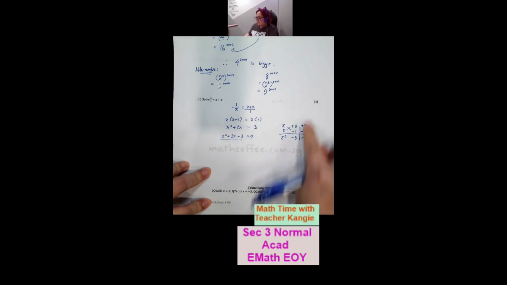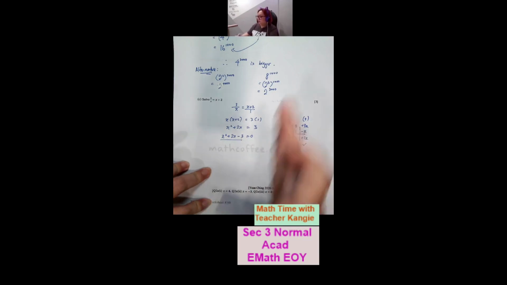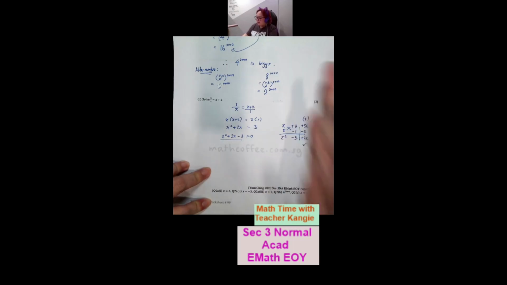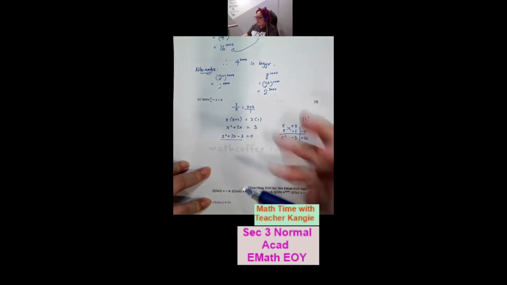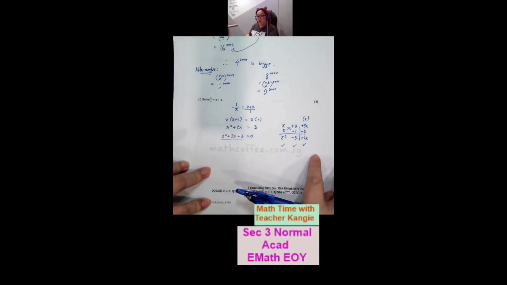Positive 3x. This column here you are supposed to add. So 3x, when you add negative x, you get positive 2x. So put a tick. So this column is correct. Plus 3 multiplied by negative 1, also correct for minus 3. So put a tick. X multiplied by x, I get an x squared. So put a tick. So all 3 columns are correct.